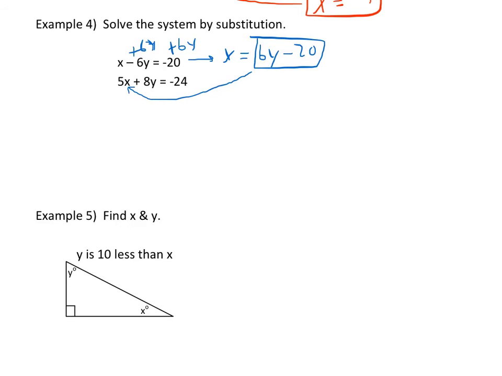Again, in the past we've been solving for y and substitute that in, but we can do whatever variable works easiest. But do remember that we have solved for x, which means we now must substitute in 6y minus 20 into the x position, which gives us 5 times the new x, that is 6y minus 20, plus 8y equals negative 24.